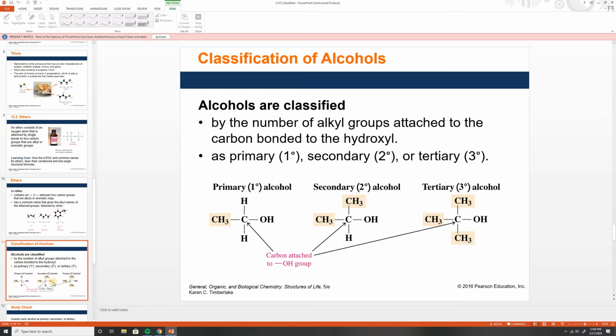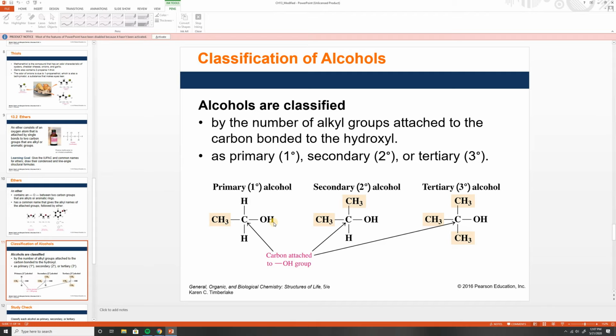So the last thing we cover is classifying different alcohols. There are 3 types of alcohols. There are primary, secondary, and tertiary alcohols. And all that means is the number of carbons that the alcohol is attached to. The alcohol is attached to a carbon, right? OH is attached to a carbon. That carbon that it's attached to, the number of carbons that it's attached to determines its primary, secondary, or tertiary structure.